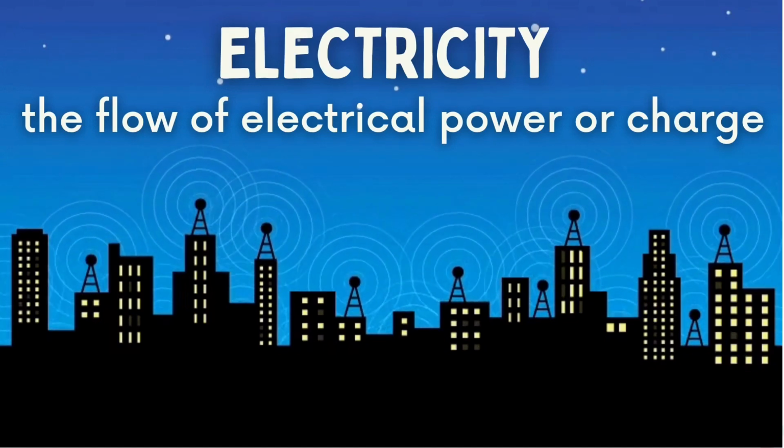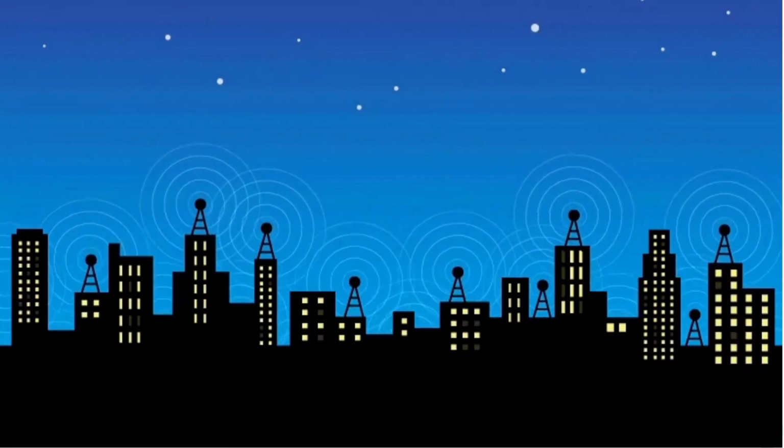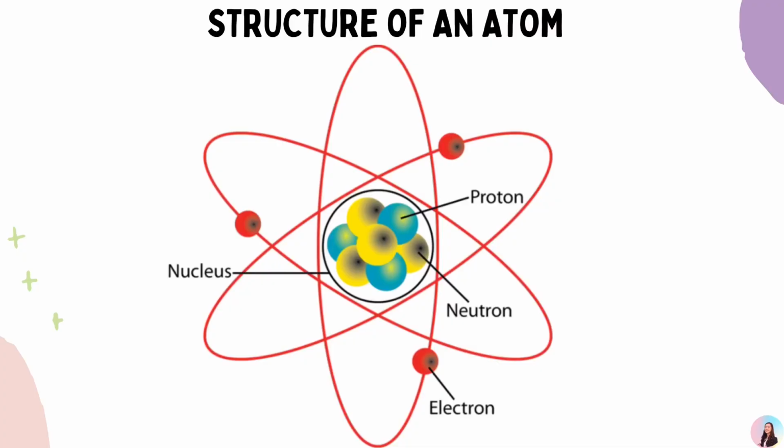For us to be able to understand electricity, we must learn the three major particles of an atom. These are the proton, electron, and neutron. Both proton and electron possess electrical charges. Proton has a positive charge, while an electron has a negative charge. A neutron has no electric charge, meaning it is neutral.